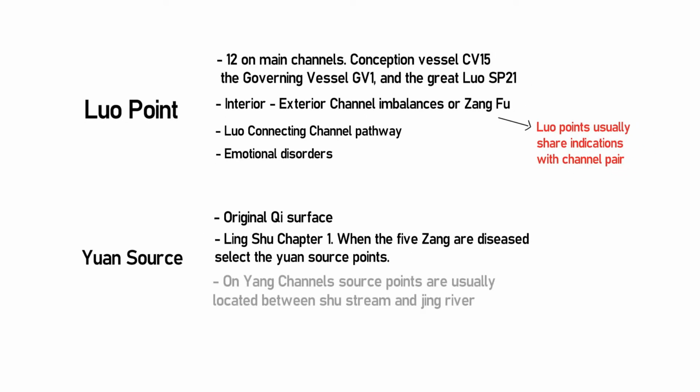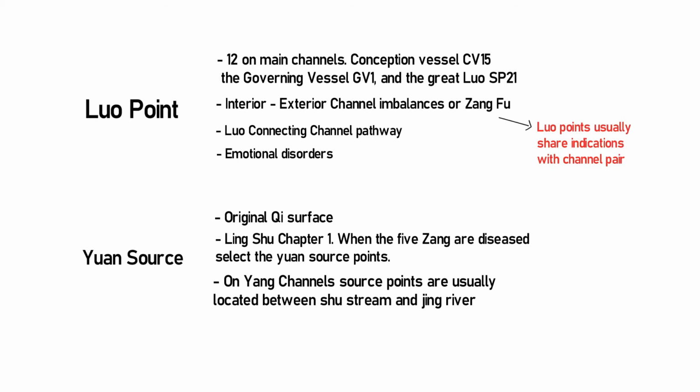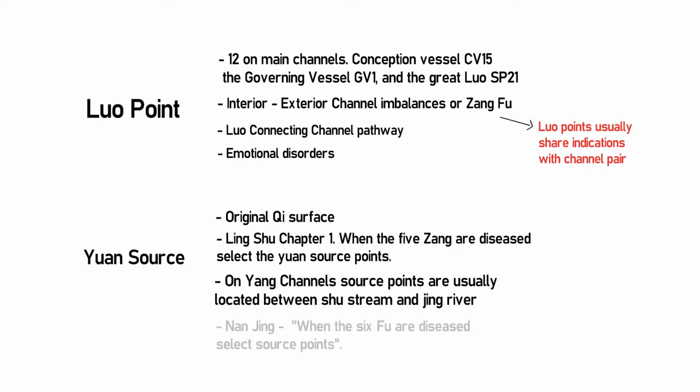On yang channels, they are usually in between the Shu stream and Jing river, generally the 4th point, with the exception of the gallbladder, which is the 5th point. According to the Classic of Difficulties, the Nanjing, when the 6 Fu are diseased, select the Yuan source point. Yuan source points can also be used for diagnosis, when you observe spider veins on it, or redness, or when it's sensitive to palpation.